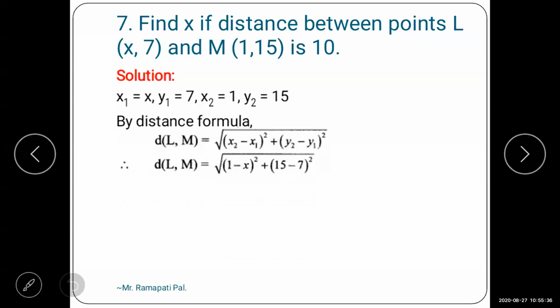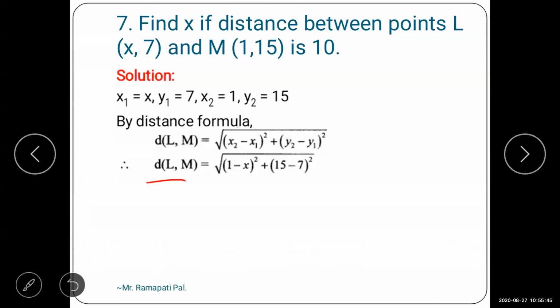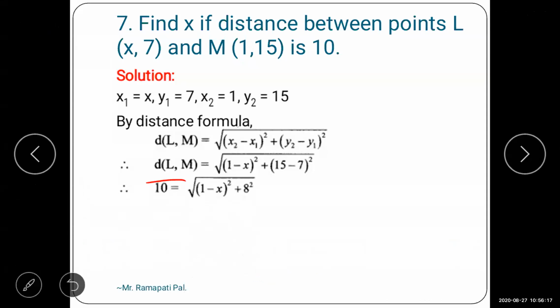But distance is given. So in the place of distance LM, we are going to substitute the value 10. So 10 is equal to root of (1 minus x) square plus 8 square, because 15 minus 7 is 8. So it becomes 8 square. Correct? 15 minus 7 is equal to 8. Neha, it is 8. Okay?